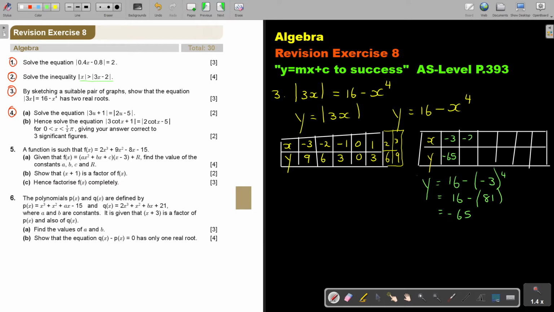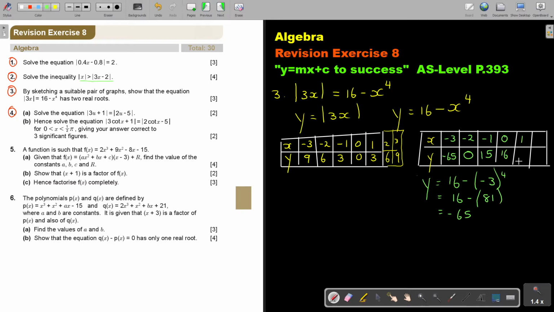And then if you put -2, and now you can just use your calculator. Say 16 minus bracket, -2, close the bracket, to the power 4 equals, and I'm getting 0. And then if I put -1, so remember this will just be 16, this is going to become positive, so 16 minus 1, and that's going to be 15. And if I put 0, so 16 minus 0, that's going to be 16.